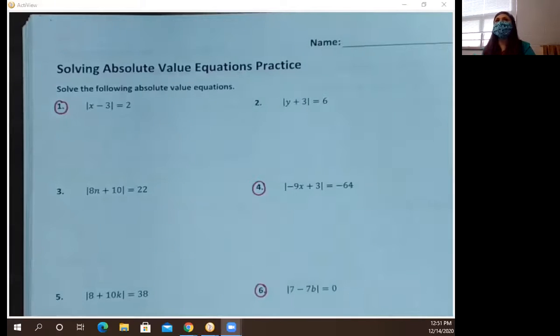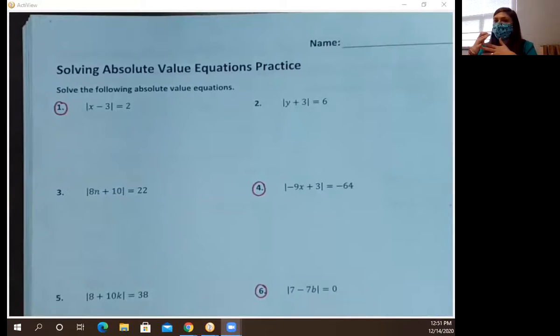Okay, so we're going to go ahead and get started on page 160. We're just doing some more practice solving those absolute value equations, same thing that we talked about on Friday. So if you remember, when we go to solve an absolute value equation, the thing we need to consider is that absolute value is referring to my distance from 0.